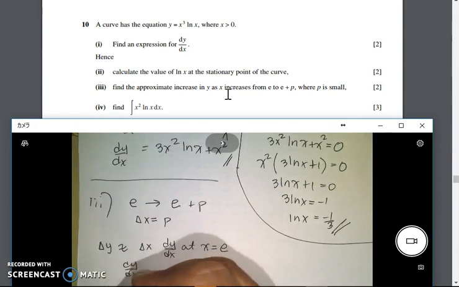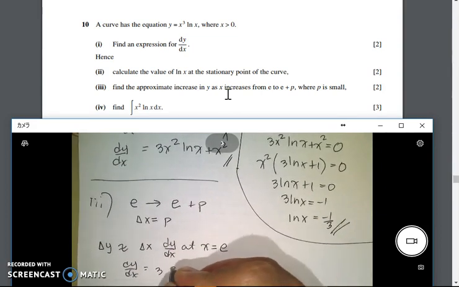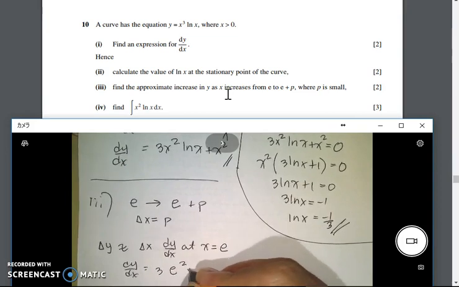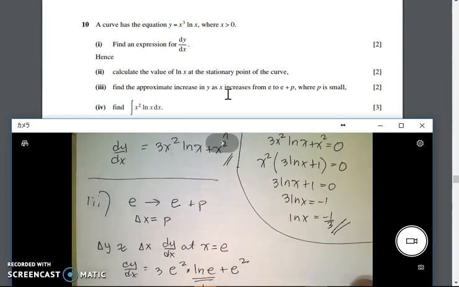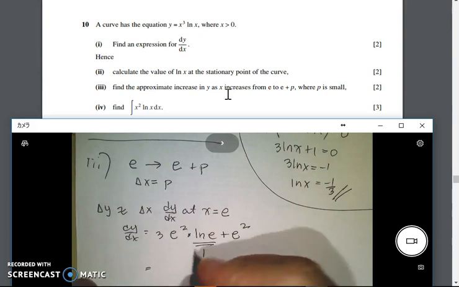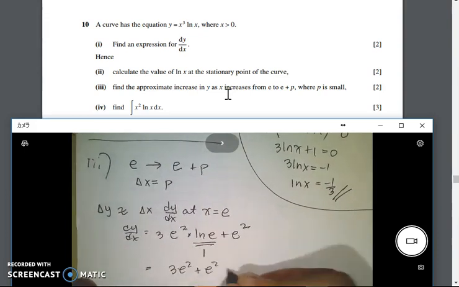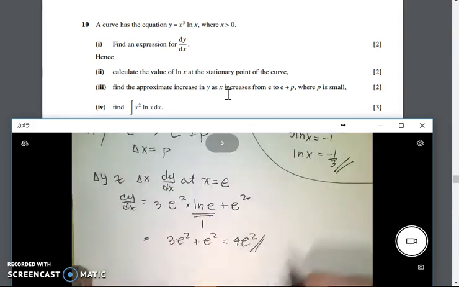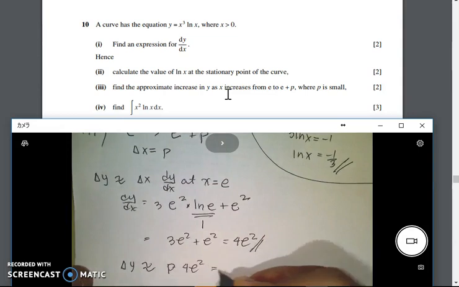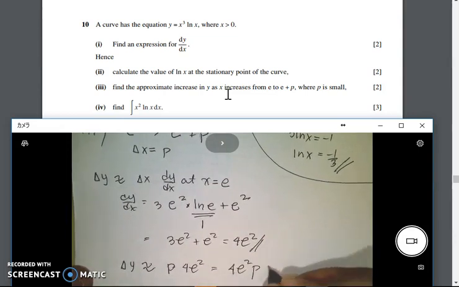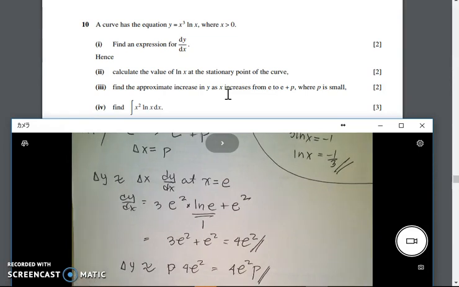So dy/dx is equal to 3e squared times ln e plus e squared. ln e is equal to 1. So therefore, 3e squared plus e squared is equal to 4e squared. So this is now your derivative. Therefore, our final answer is delta y is equal to delta x, p, times the derivative 4e squared, which is equal to 4e squared p. So that is our final answer. Thank you very much.